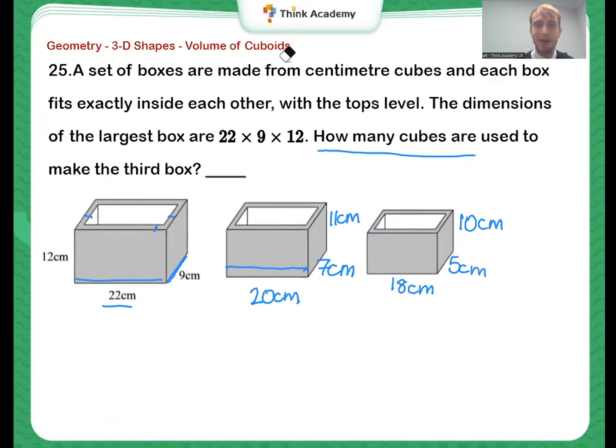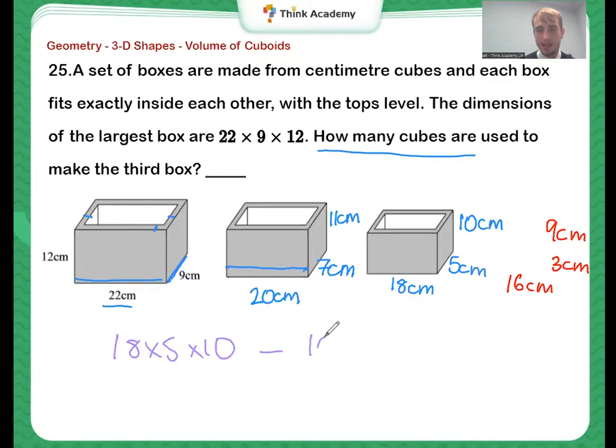So it's not even giving us a picture for that. So it is quite tricky to spot that next step, but you do need to find the dimensions, which is now going to be 1 less height, 2 less length, which is 16 centimeters, and 2 less width, which is 3 centimeters. And you need to subtract that volume. So all in all, our calculation is going to be 18 times 5 times 10. And then we need to take away the volume from 16 times 3 times 9.